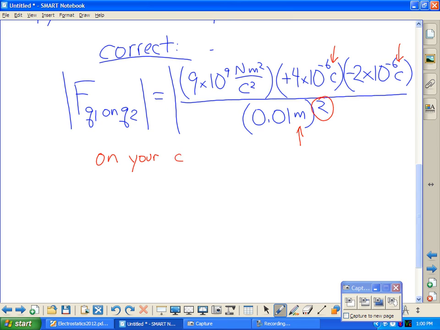Is that whole part absolute value? Yes, it is. Thank you for the reminder. Oh, is this going to be an attraction or a repulsion? Attraction. Good.